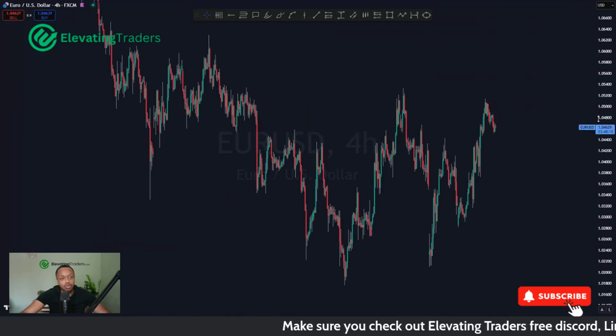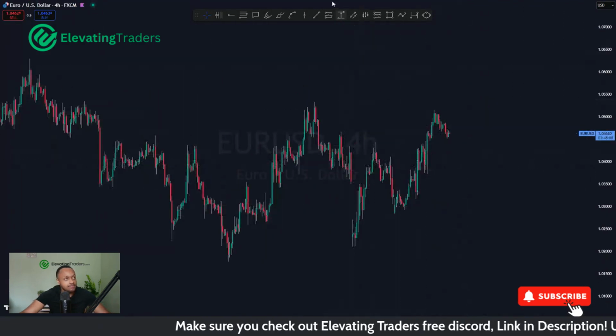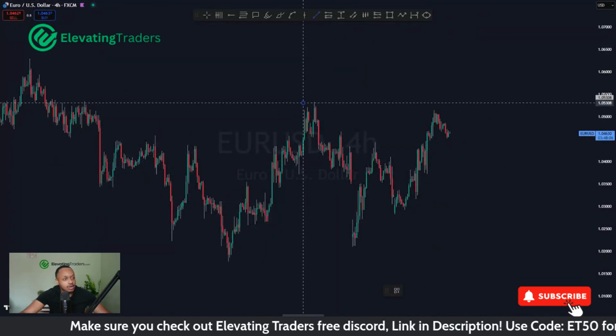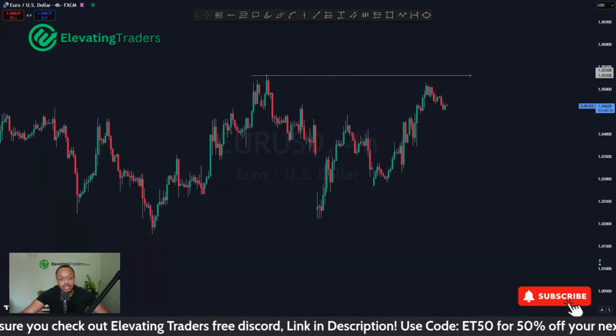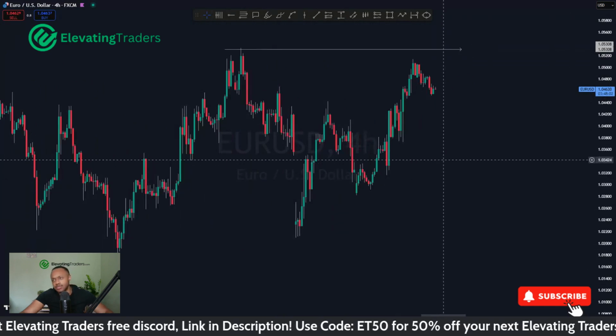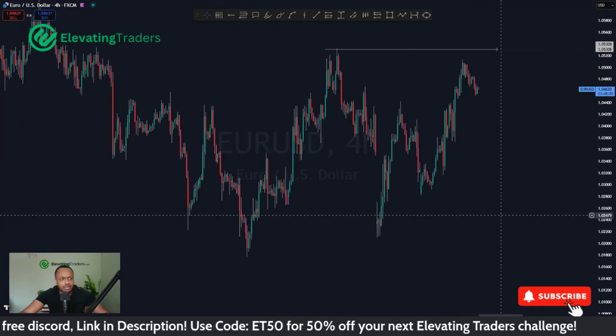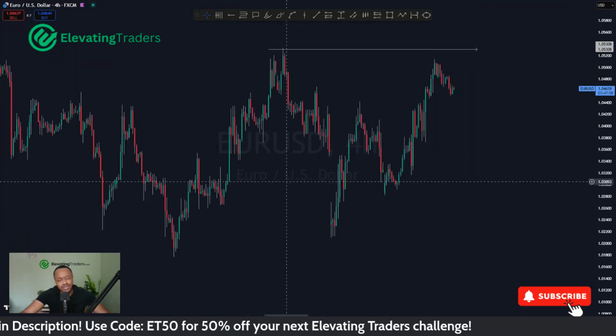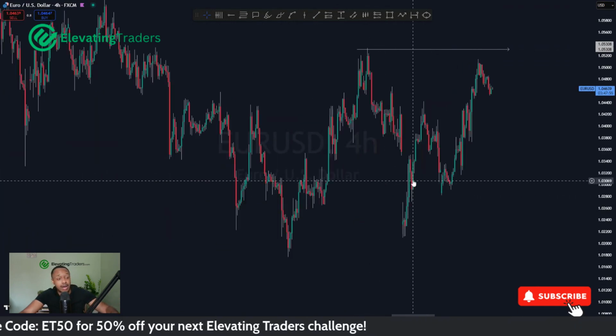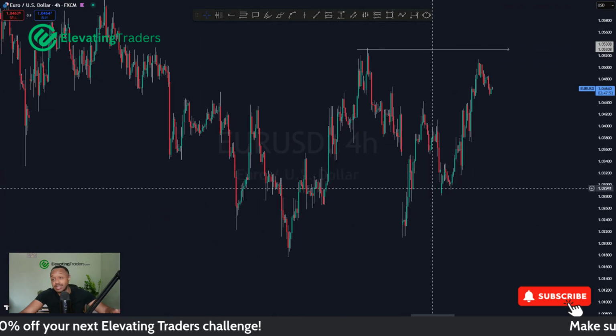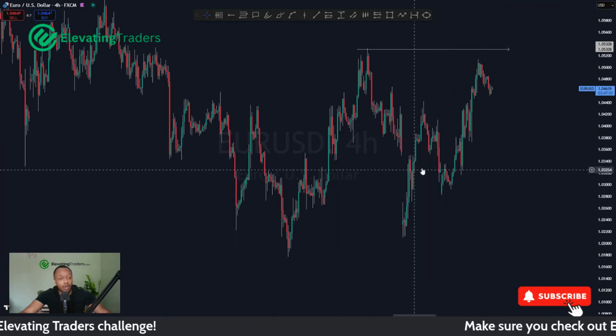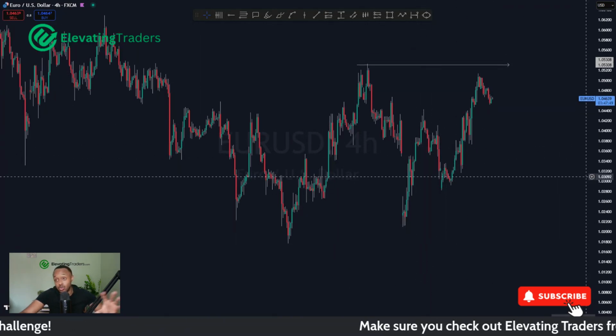In terms of the euro, pretty much looking at the exact opposite. Of course, they are inversely correlated, so most of the time my bias is actually the flip. Sometimes it's just very choppy, so I won't have necessarily a bias for euro. But at the moment, euro doesn't look great, to be honest. Out of the USD pairs, it's the least likely for me to trade this one. We'll go through some of the ones which look a lot better.